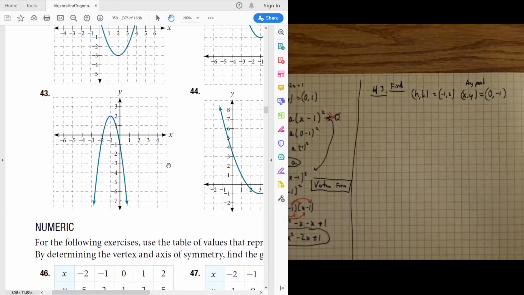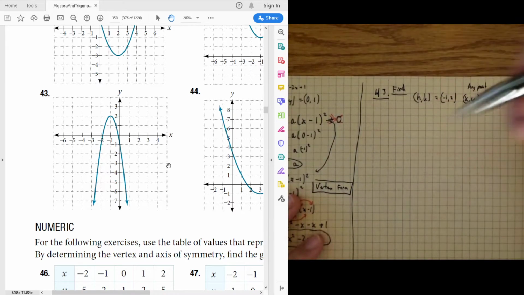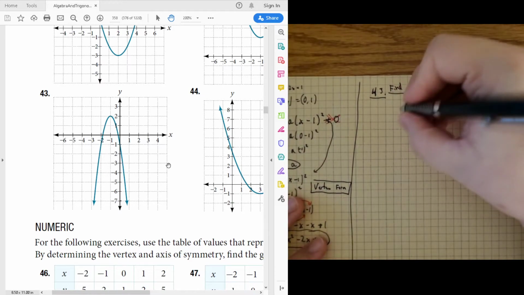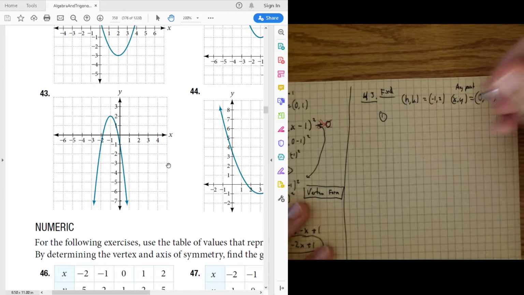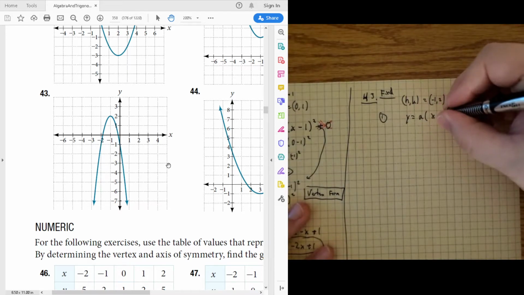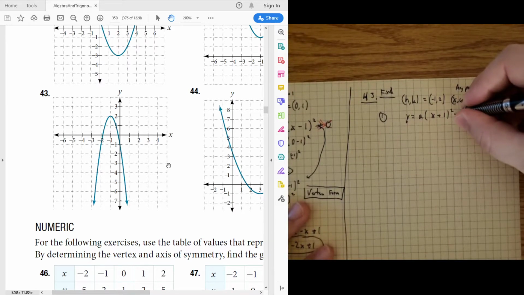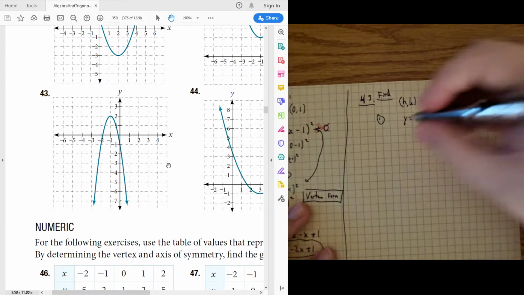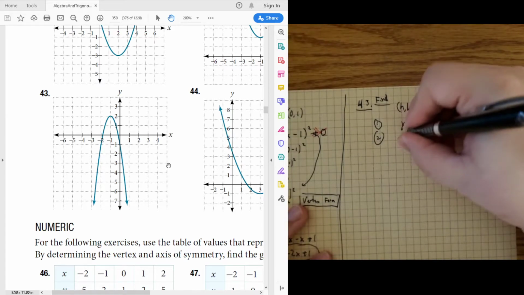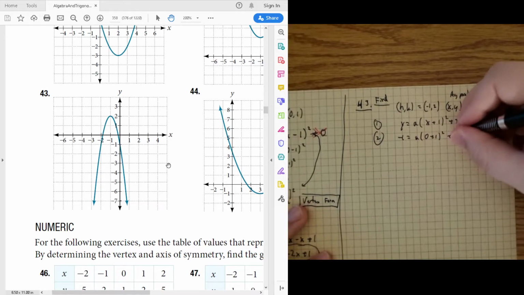So there's 43. Now that I've got my points and my vertex, I'm going to treat it just like 33. So let's go through the process real quick. This time I'm going to go a little faster. I'm going to start off with step 1. I'm going to plug into vertex form. Y equals a parentheses x minus, so that'll be double negatives, so plus 1, squared, plus 2. And then I'm going to plug in step 2. Everywhere there's an x, I'm going to plug in 0. Everywhere there's a y, I'm going to plug in negative 1. So negative 1 equals a (0 plus 1) squared plus 2.